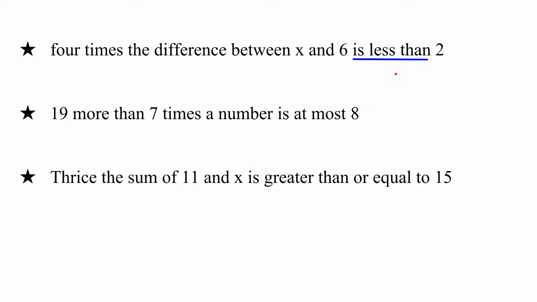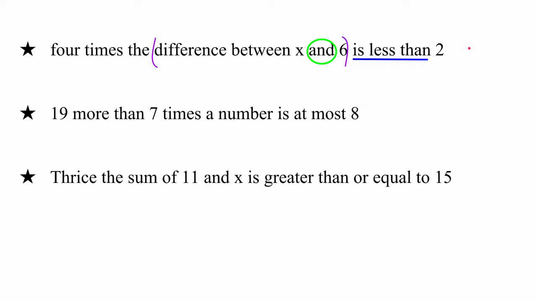So then we can go ahead and translate. We have 4 times the difference. I see difference. Right away, I want to go to the word and. That's going to be my subtraction sign when I translate. I see difference. I want to bring in my grouping symbols, and then I'll decide if I need them.